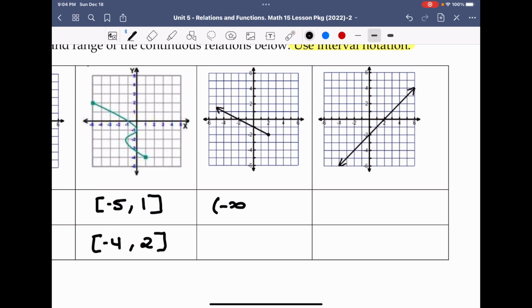Now, what is the maximum x value? If we look at this, the maximum x value occurs at 2. It's a solid dot, thus meaning it's square. And so I say 2 and close the bracket.